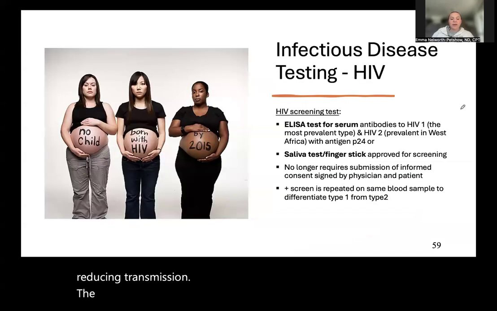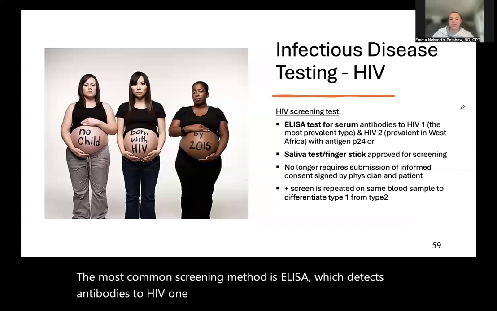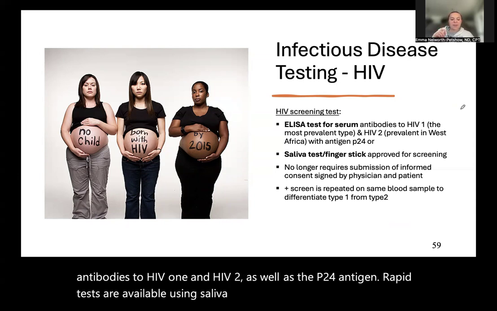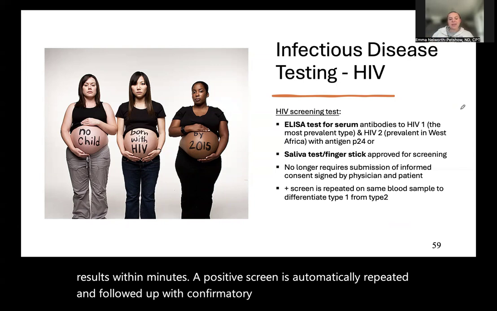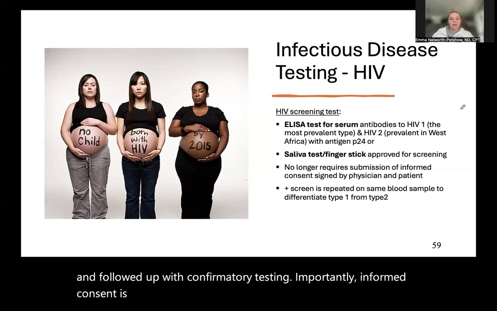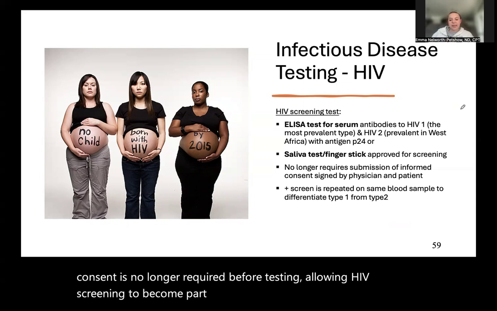The most common screening method is ELISA, which detects antibodies to HIV-1 and HIV-2, as well as the P24 antigen. Rapid tests are available using saliva or a finger stick blood and provide results within minutes. A positive screen is automatically repeated and followed up with confirmatory testing. Importantly, informed consent is no longer required before testing, allowing HIV screening to become part of routine care.